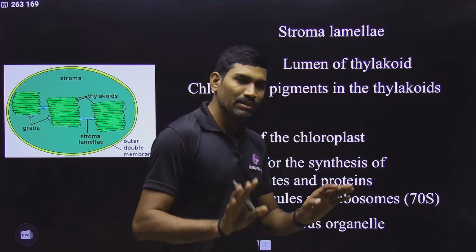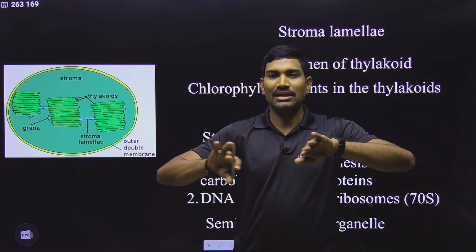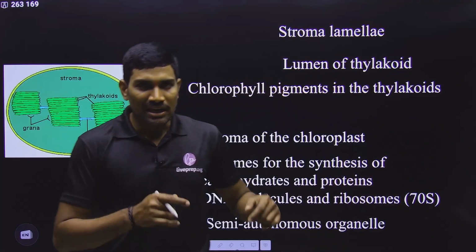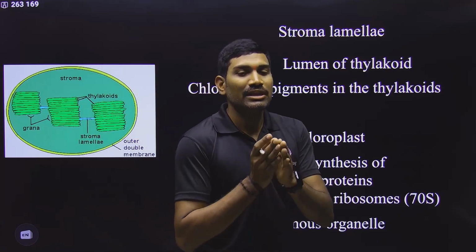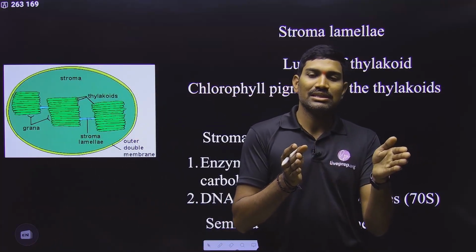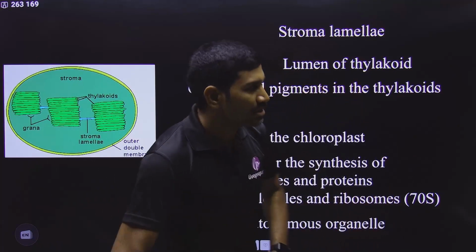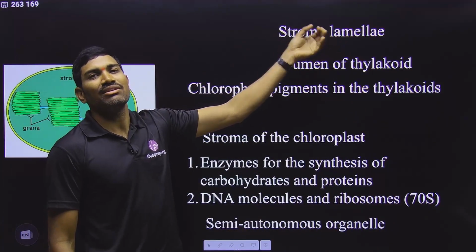But please remember, in this chapter, Cell the Unit of Life, they said intergranal thylakoid separately and stroma lamella separately, but technically both of them are the same only. So these are the connections between the different grana.